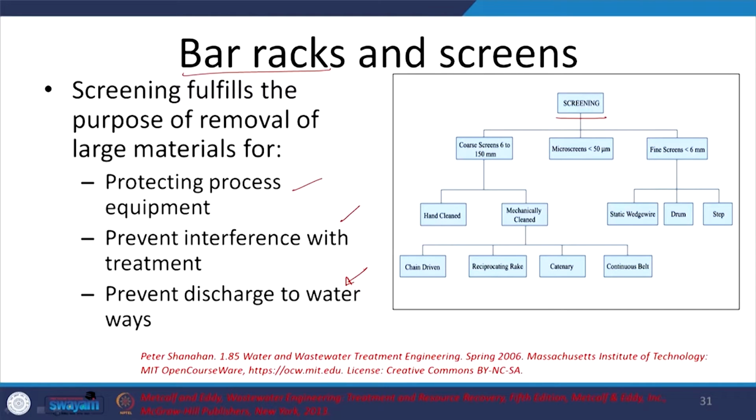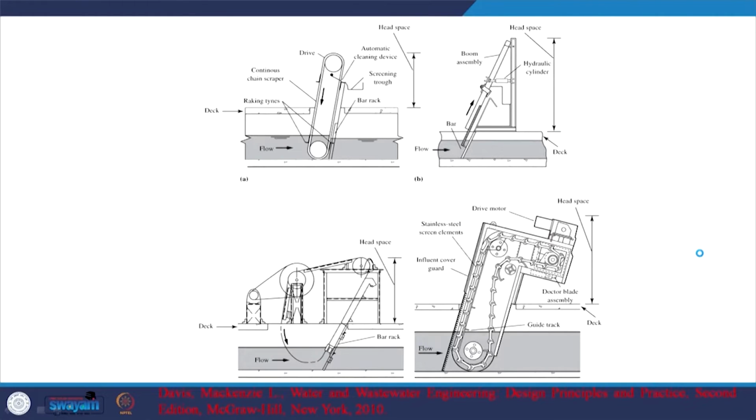So, screens we have different kinds: coarse screens, which are always employed, fine screens, which are not really employed in wastewater treatment, at least not in India, because the maintenance is high, and micro screens, which people do not really go for in India. Coarse screens earlier used to be manual or hand cleaned, right, and now most of them are mechanically cleaned, chain driven, reciprocating and such, continuous belt, but we will just look at the pictures and move forth, right. So, what do I have?